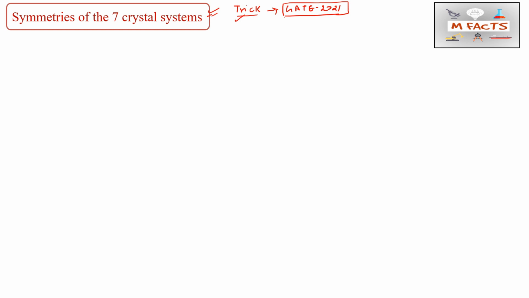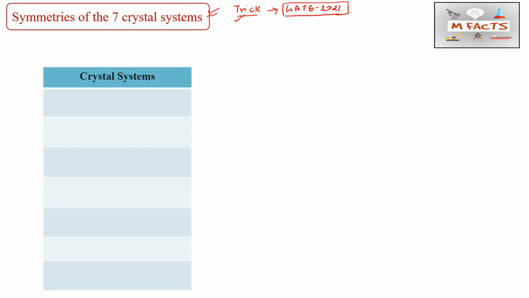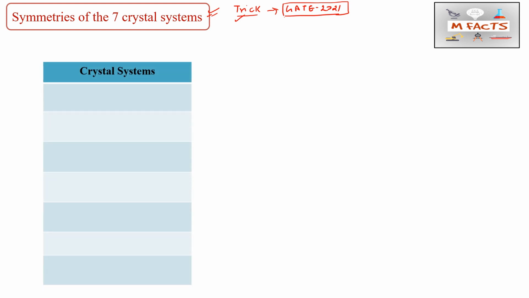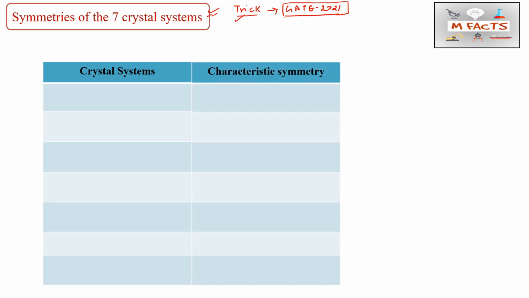Before this video I have already given one video on the trick to remember the seven axes and angles of the seven crystal systems. I will relate those concepts here, and those tricks will also work here. So this crystal system is here, the first column, and characteristic symmetry is here.